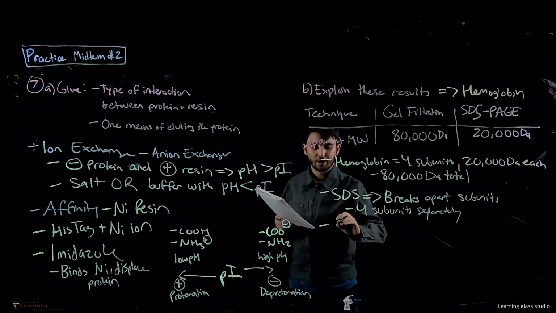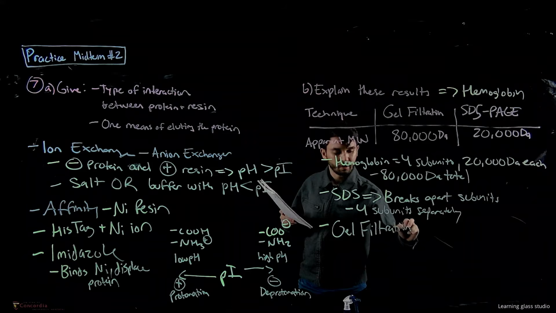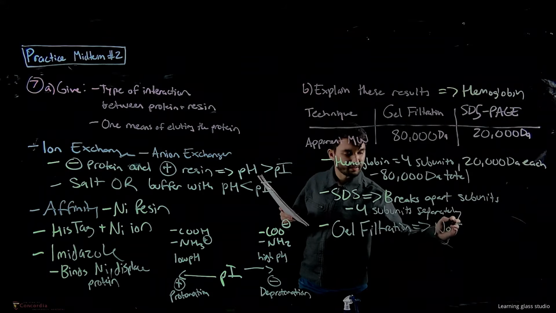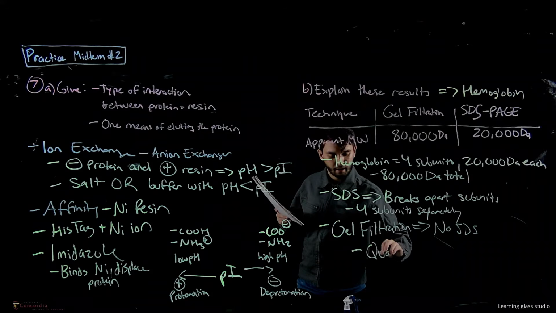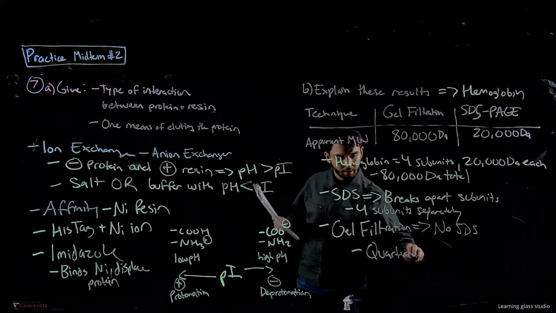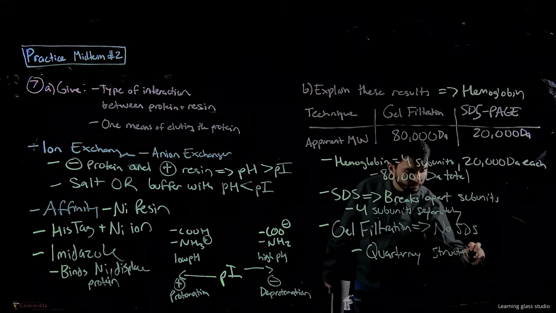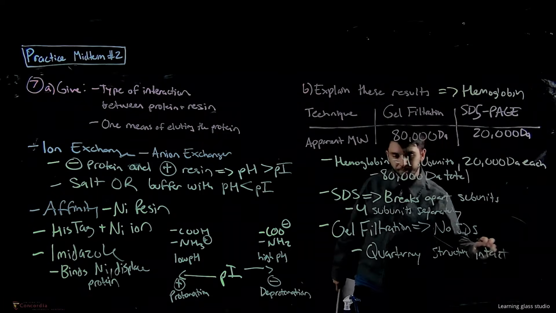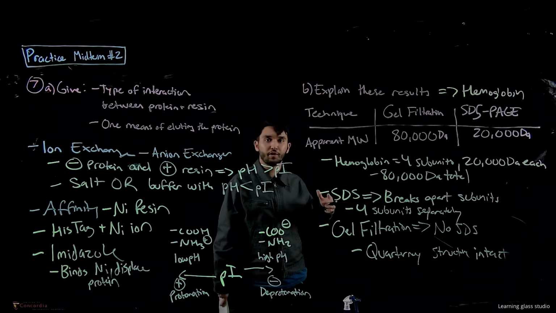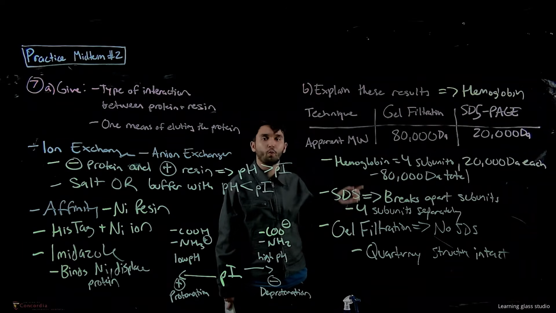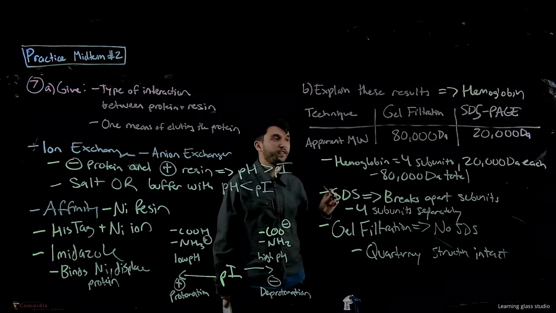But with gel filtration, this has no SDS, thus quaternary structure is intact. So without SDS, the quaternary structure stays intact. All 4 subunits are still attached. Thus, we observe one larger protein with all 4 subunits together with a molecular weight of 80,000 Daltons.